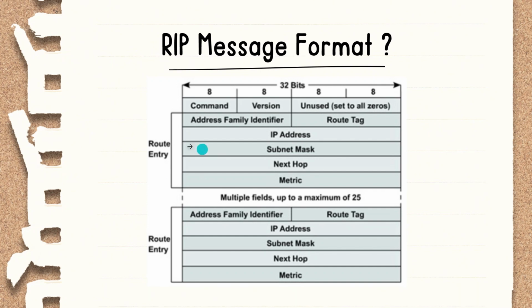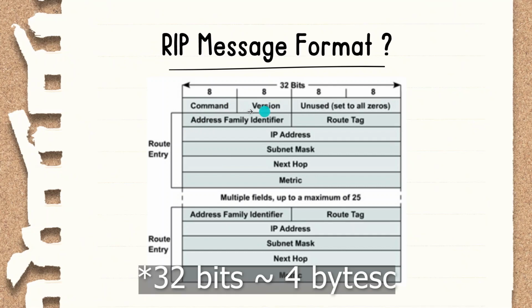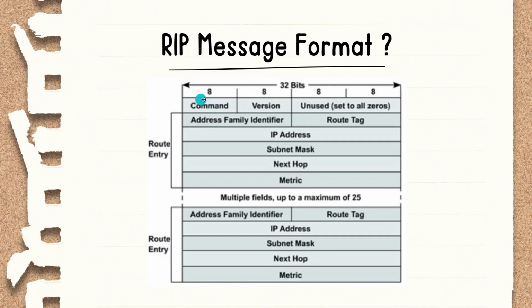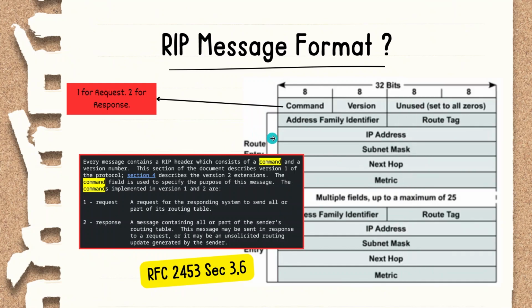Now this is the RIP message format. This first 32 bits is the RIP header, and the RIP header is followed by route entries. There will be multiple of these fields. It can be repetitive, depending on how many route entries are being advertised, and it can be a maximum of 25 entries per RIP message.